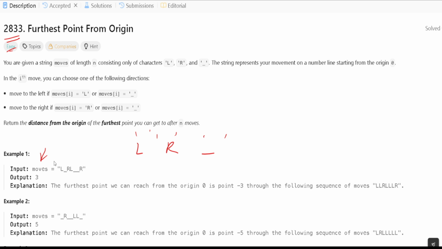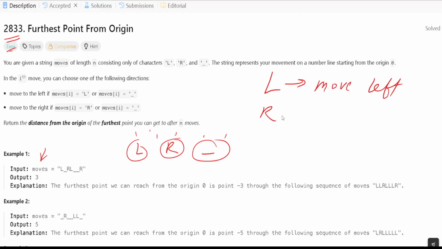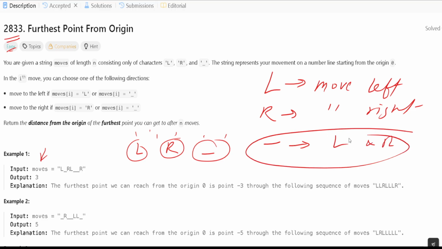Okay, the very first thing: we are given a string, and these are the characters in the string: L, R, and underscore. Each character means something. L means we have to move left. R means we have to move right. And what does the underscore mean? Underscore means you can choose either position, either left or right. So don't think about this one for now. You just think that you will start at position 0 and then you will understand how far we have to go from the origin.